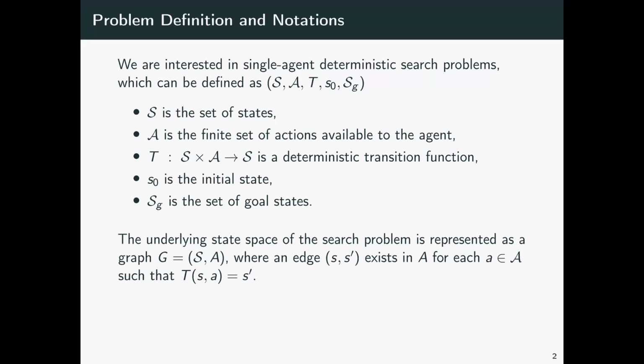Generally, we represent this as a set of states. The agent has a set of actions available at each given state. We're looking at deterministic search problems, so there's a deterministic transition function. Once you're in a state and you apply an action, you will then get back your resulting state.